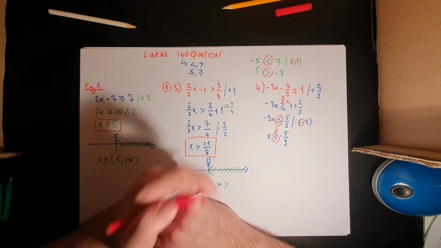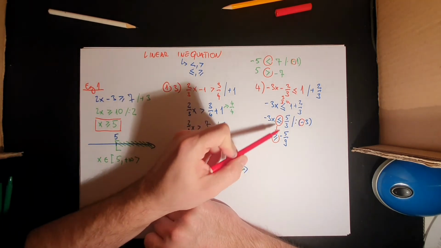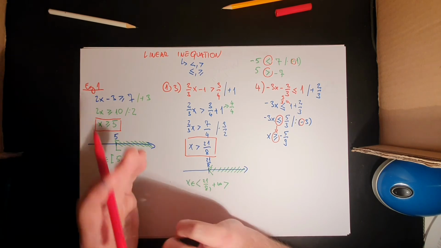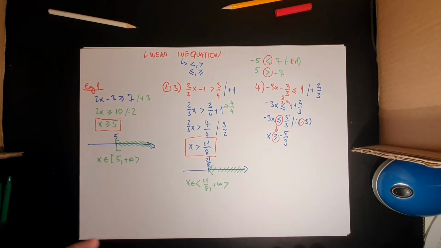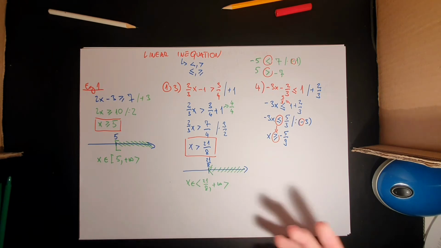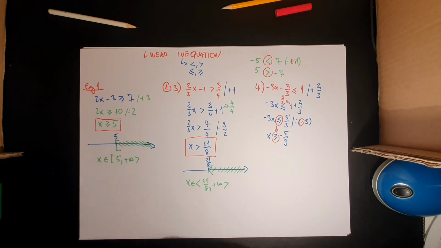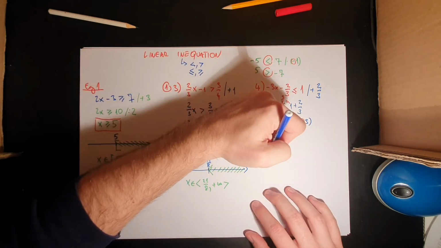And one last thing is, the equal part stays in both situations. So if you have equals, it still stays. Okay, now I can go back to this task. We didn't finish it yet. We want to write it down as an interval, or x as an element of an interval.